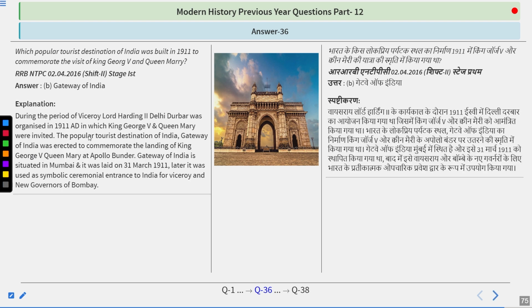India. During the period of Viceroy Lord Hardinge II, Delhi Darbar was organized in 1911, in which George V and Queen Mary were invited. The popular tourist destination of India, Gateway of India, was erected to commemorate the landing of King George V and Queen Mary at Apollo Bunder. Gateway of India is situated in Mumbai, and it was laid on 31st March 1911. Later, it was used as a symbolic ceremonial entrance to India for Viceroy and new governors of Bombay. So do remember the answer is Gateway of India, and it is situated in Mumbai.